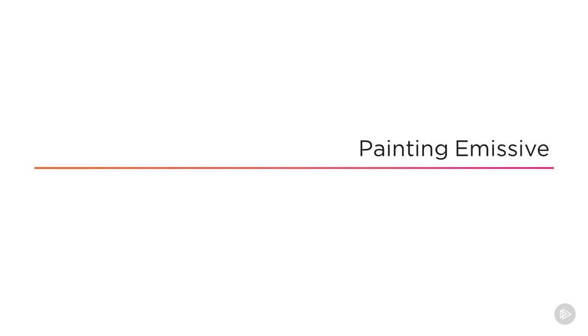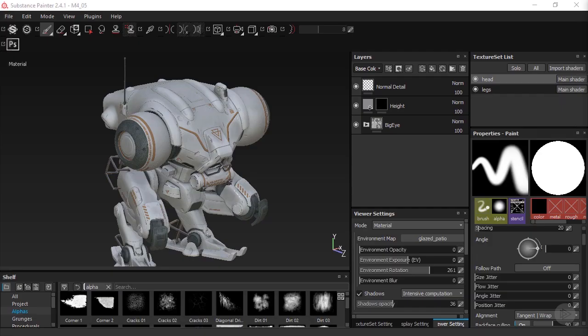In this lesson, we'll add lights to the head mech unit by creating an emissive channel. Now, an emissive channel is an area of a texture that is unlit, meaning the surrounding lighting will not affect it, thus giving us the illusion that the area is emitting light. Now let's take a look at our existing channels.